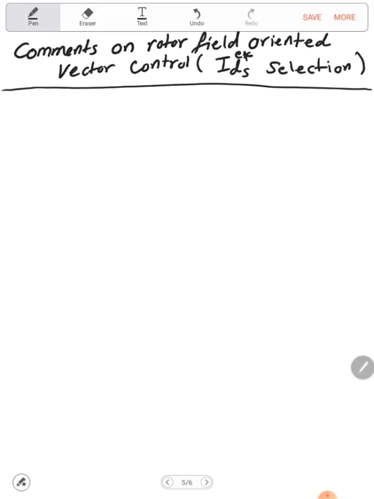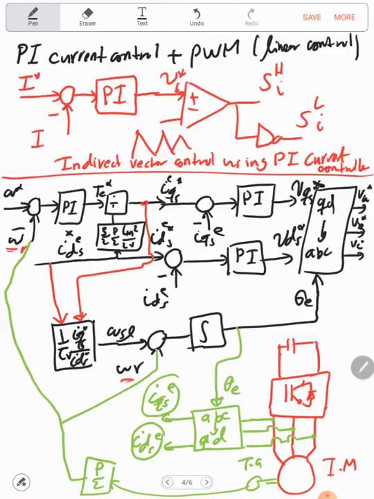Today I will speak with you about how to select the IDSE, the reference current of the flux component of the stator current. Recall that if we are using a PI current controller plus pulse width modulation, we need the IDSE reference and the IQSE reference. The IQSE reference is the result of the PI current control, the TE reference. If we divide it over the factor multiplied by IDSE, we get the IQSE.